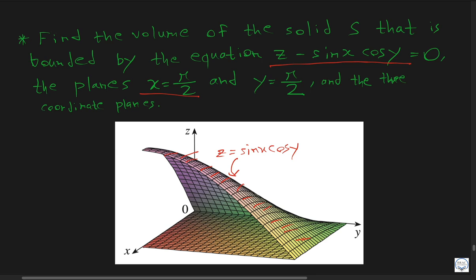Next we move on to the planes x equals pi by 2. So here is x equals pi by 2, and x equals pi by 2 gives this particular plane. Next we have y equals pi by 2. y equals pi by 2 will give me this particular plane.